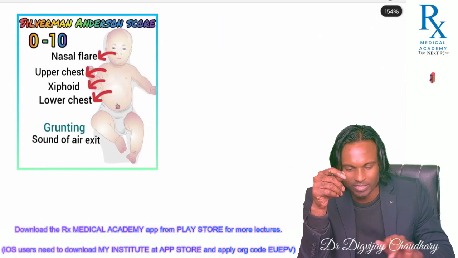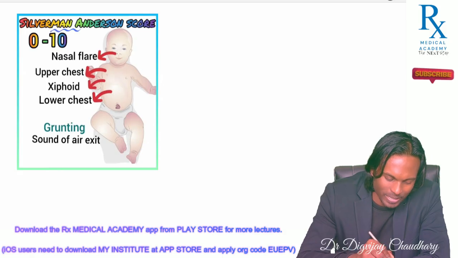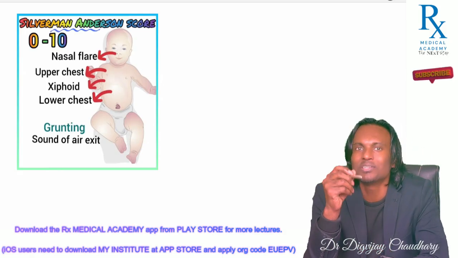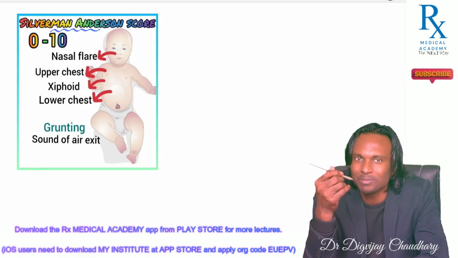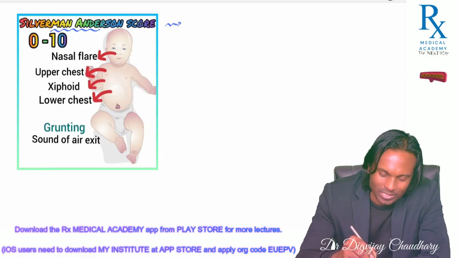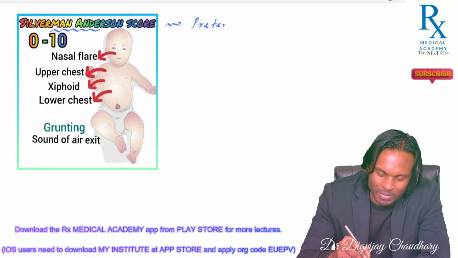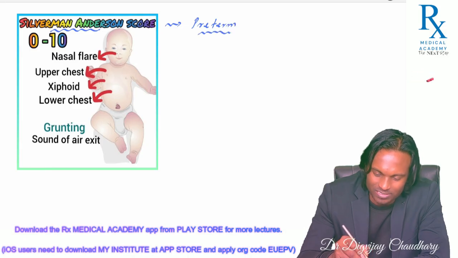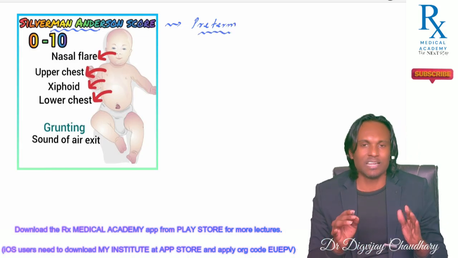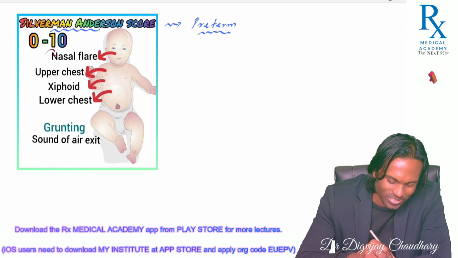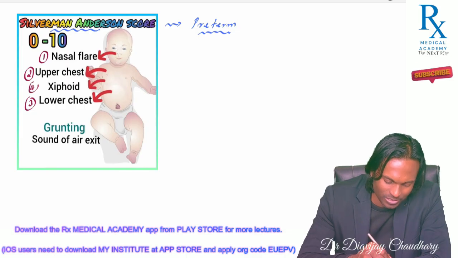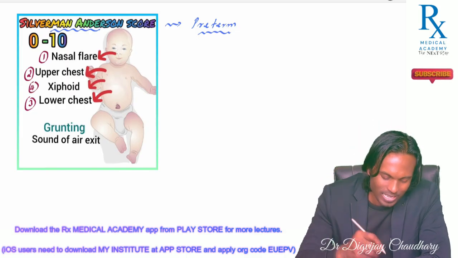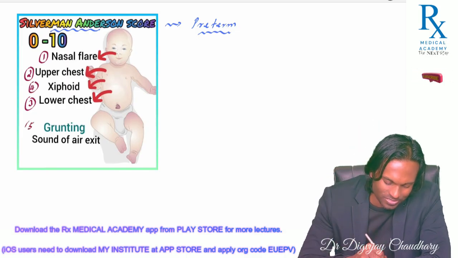Now let's proceed. Here you can appreciate Silverman Anderson scoring for the assessment of severity of respiratory distress in preterm infants. So this scoring is applicable for premature, that is preterm infants. And you can appreciate there are five components. What are these five components? You have nasal flaring, upper chest retraction, lower chest retraction, xiphoid retractions, and last but not the least, grunting.